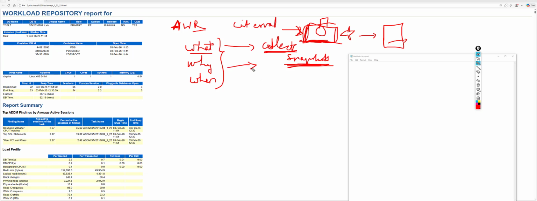So why do we need the AWR report? This is the main question. Because without an AWR report also we can survive. The AWR report is completely licensed, so we need the tuning and diagnostic pack for generating an AWR report. The alternative will be Statspack.